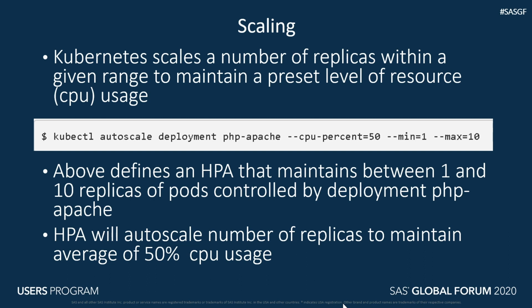It's based on wanting your replicas to maintain an average of 50% CPU usage in this case. So if we want them to maintain a certain level of resource usage, CPU usage here, then we can tell Kubernetes to automatically make that the case. So we have the number of pods that will give us that desired CPU usage between the minimum and maximum that we have. So we can have it auto scale for us again.